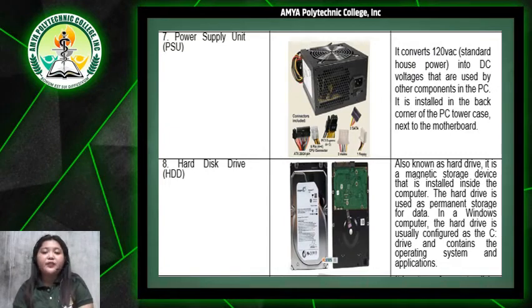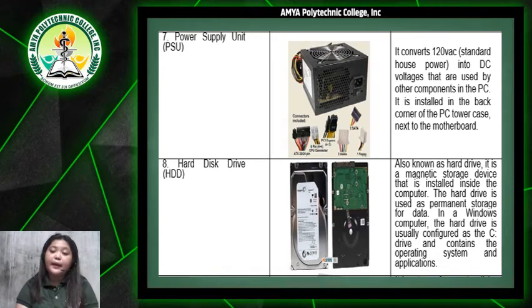Next we have the hard disk drive, or the HDD, also known as the hard drive. It is a magnetic storage device that is installed inside the computer. The hard drive is used as the permanent storage for data. In a Windows computer, the hard drive is usually configured as the C drive and contains the operating system and applications.